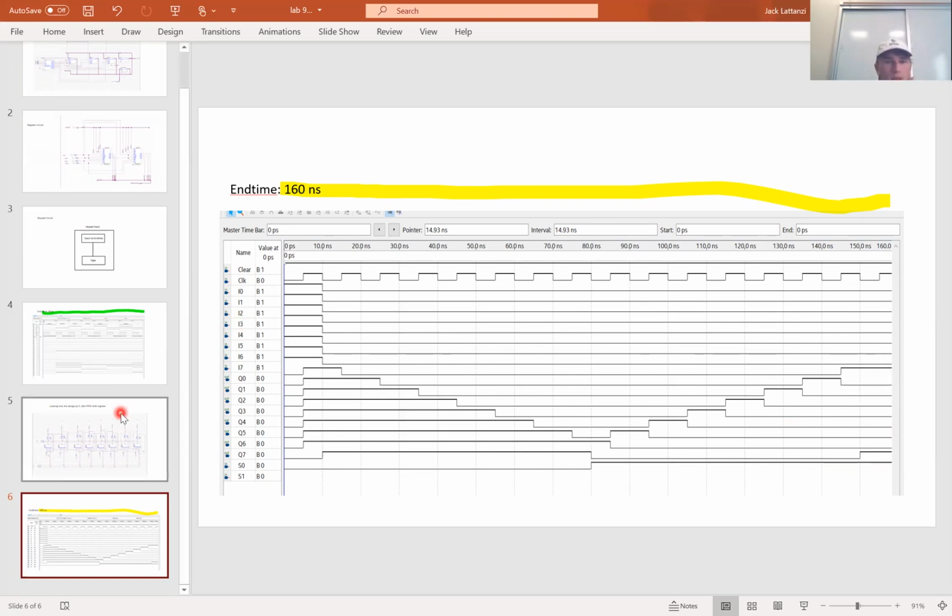So from this, we can determine the functionality of this circuit because you can see that the values are all shifted to the left and to the right successfully. 7 times to the left, 7 times to the right, and held, and the input is entered.